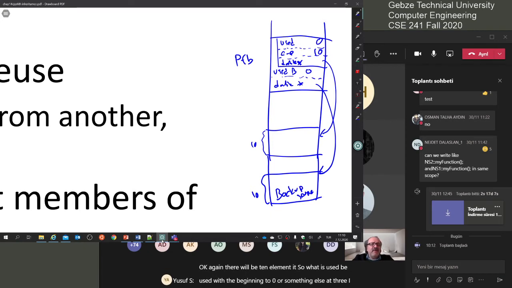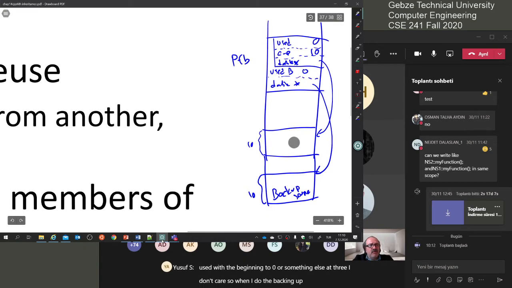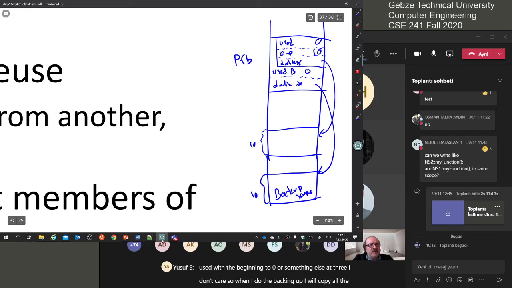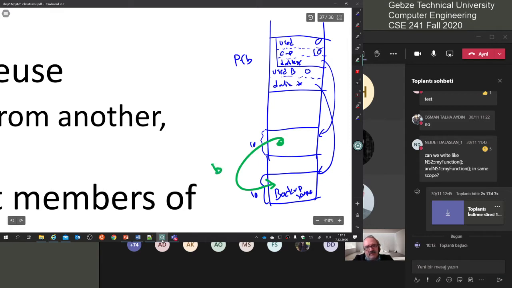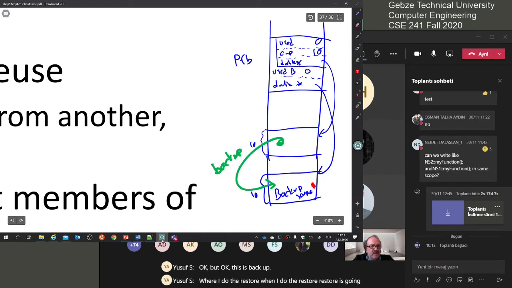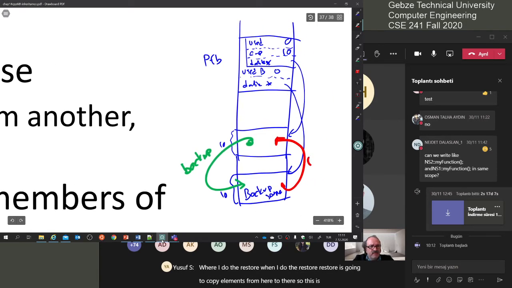So when I do the backing up, I will copy all the elements from this position to that position using the green arrow. Okay, this is backup. When I do the restore, restore is going to copy elements from here to there. So this is going to be restore.